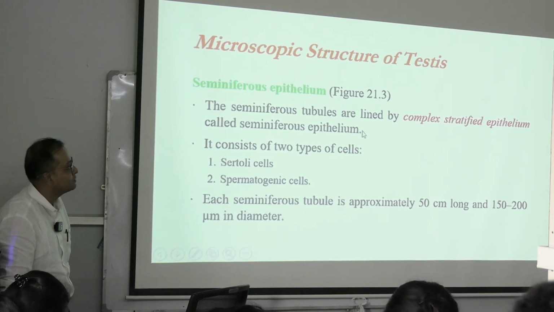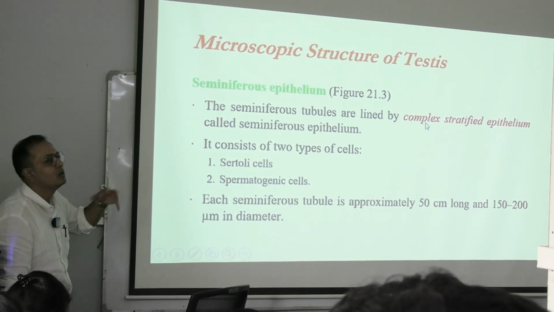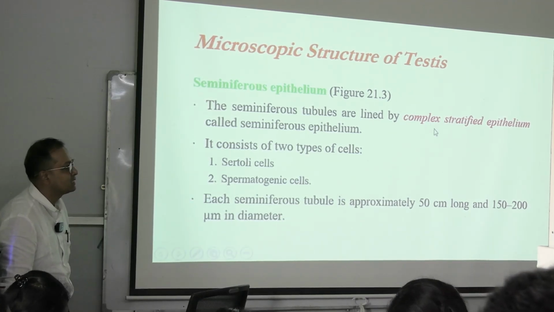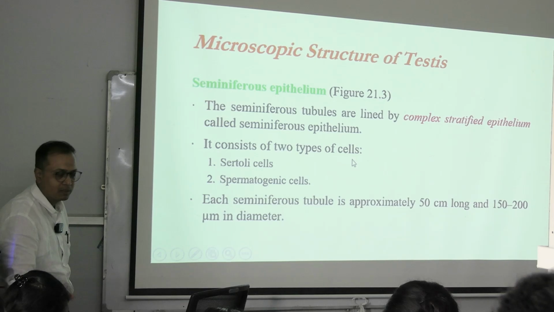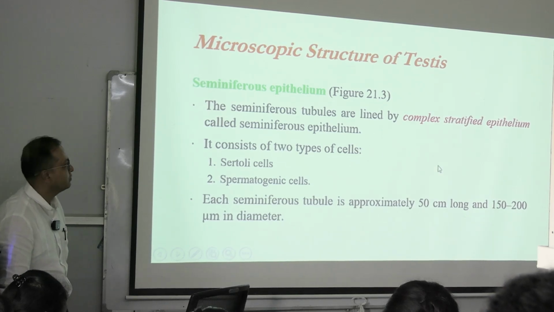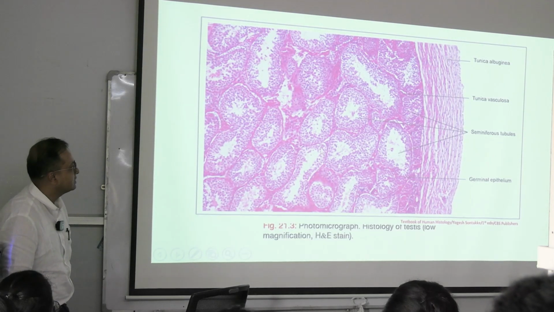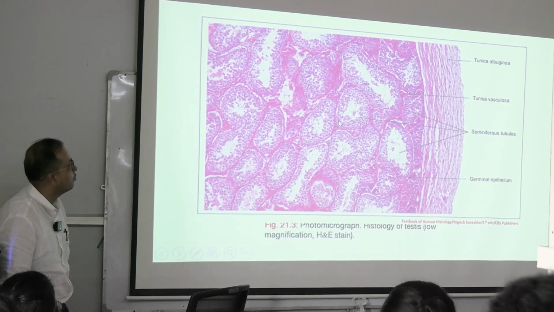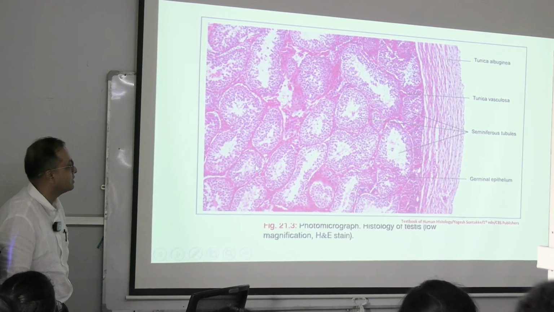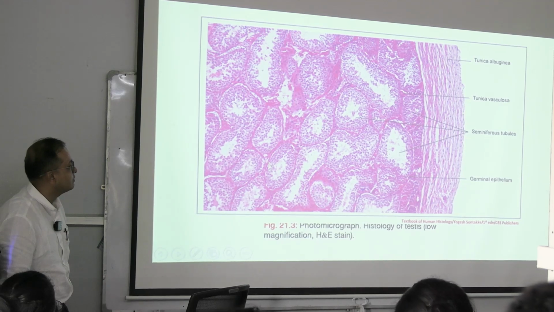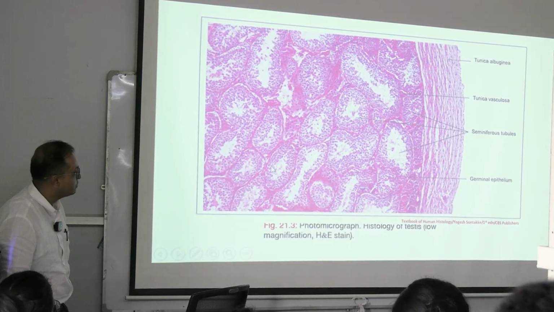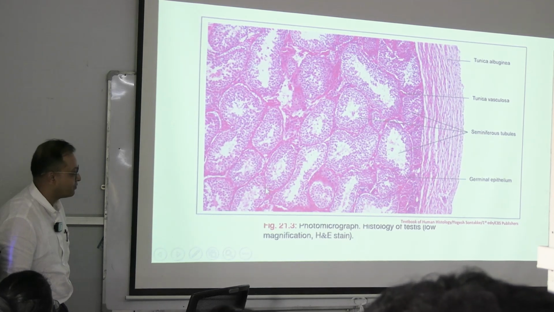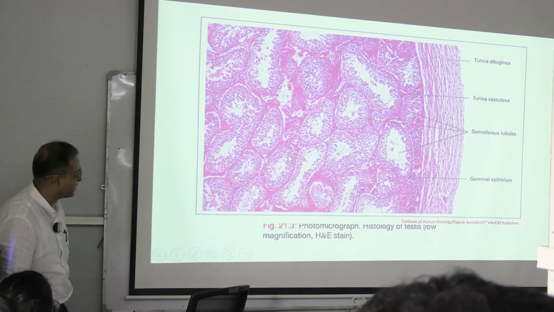This epithelium we call complex because the cells look different and are stratified, present in layers. They have complex layers. The cells do not have a particular shape and size. That's why we call them complex. Now, if you cut sections of these tubes, which look circular, oval or elongated, these we call seminiferous tubules. Inside these seminiferous tubules are the stratified seminiferous cells.